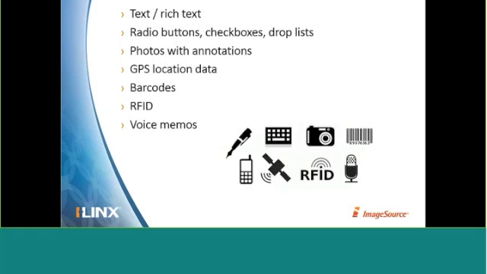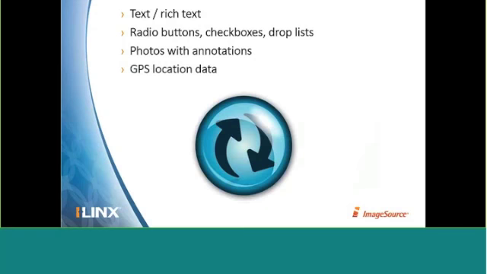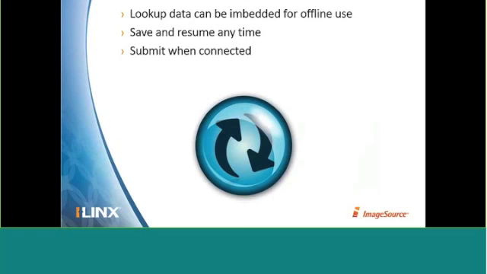ILINX eForms has some advanced form input components, such as rich text and regular text input fields, radio buttons, checkboxes, drop lists. I mentioned you can do photos with annotations. You can also do GPS location data, barcodes, RFID, and even apply voice memos into a form. With eForms, you can fill out the form offline or online.